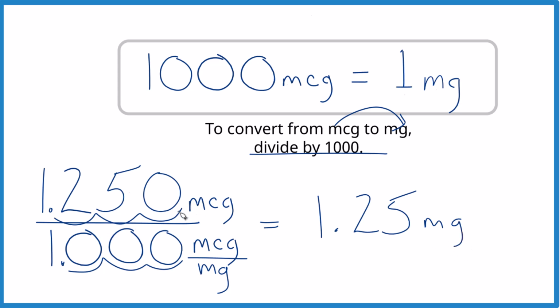And we know it's milligrams because micrograms here and here cancel out. We're left with milligrams. We know we did it right. So in answer to our question, 1,250 micrograms equals 1.25 milligrams.